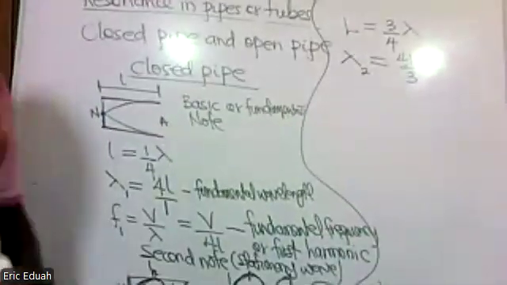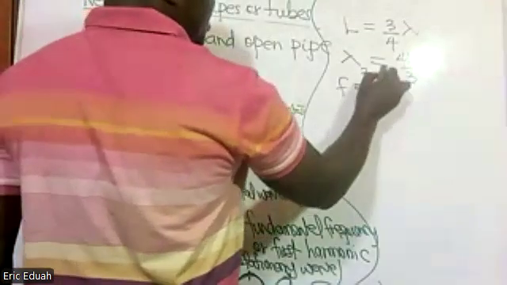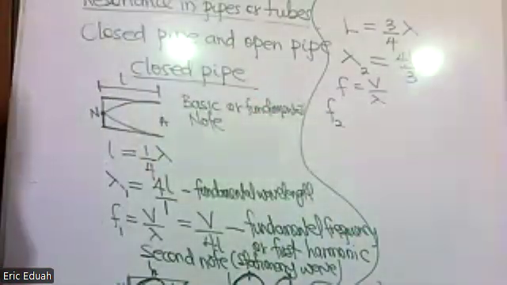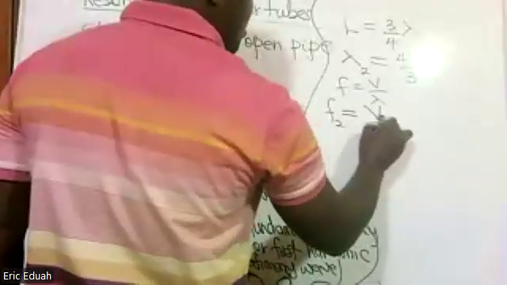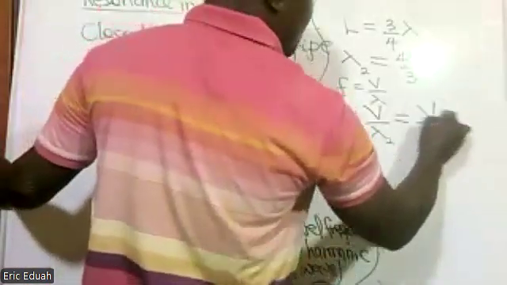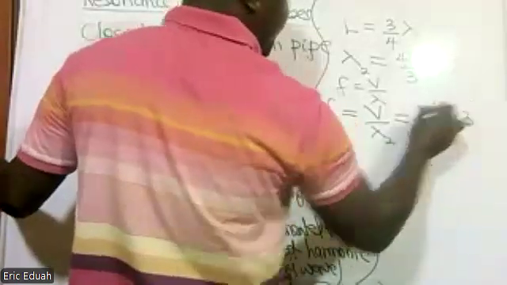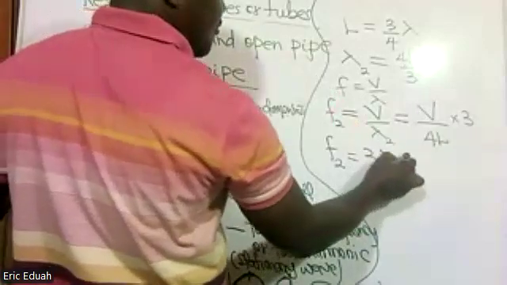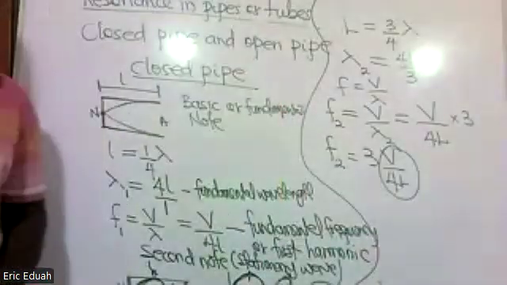What about the frequency? Because f is equal to v on lambda, f2 must be equal to v over lambda 2. So we have v over 4L over 3. So f2 is equal to 3v on 4L. Now, Adwa, what is v on 4L?